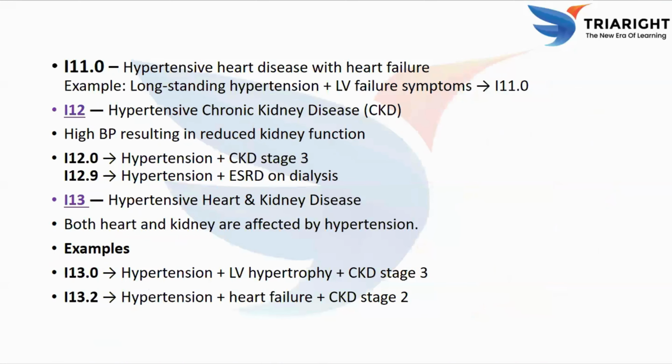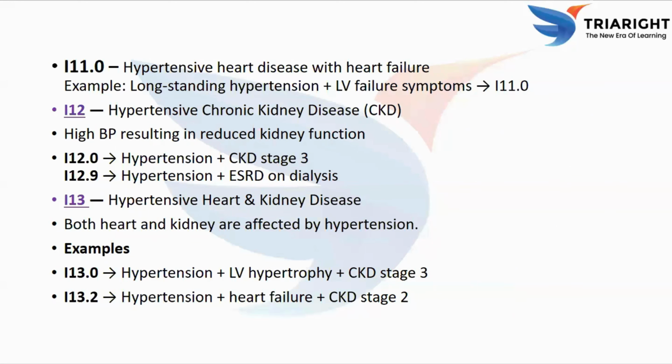So next, coming to hypertensive heart and kidney diseases, that is I11 to I13. Meaning, long-term high blood pressure causes the heart to work harder. So over time, the heart becomes thickened and also weak. What does it do? It leads to heart failure.